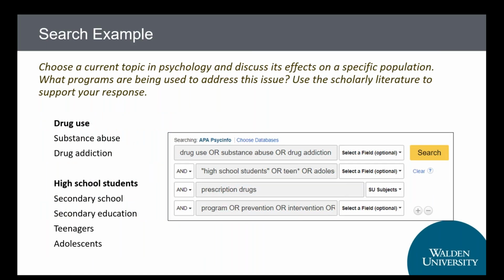So let's assume that you have a prompt from one of your courses, either an assignment or discussion, or possibly even a capstone or dissertation topic that you're interested in. Choose a current topic in psychology and discuss its effects on a specific population. What programs are being used to address this issue? Use the scholarly literature to support your response. So let's hop over to the library databases, and we are going to work through this search, steps 1 through 8.